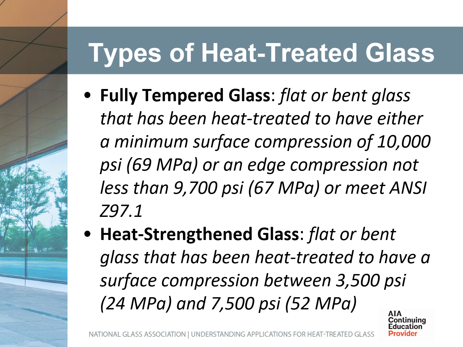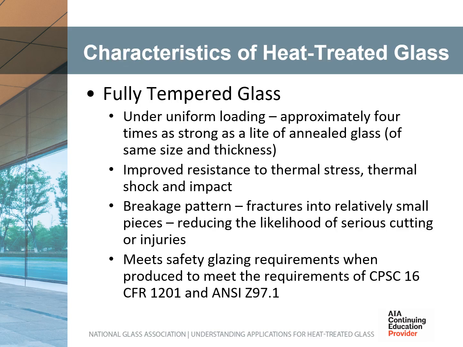Heat-strengthened glass must have a surface compression between 3,500 and 7,500 psi. The definitions for fully tempered glass are those used in ASTM C1048, the industry standard for definitions of fully tempered and heat-strengthened glass. The higher compression levels required for fully tempered glass yield a product that is generally 4 times stronger than annealed glass, and twice as strong as heat-strengthened glass, of the same thickness, size, and type.